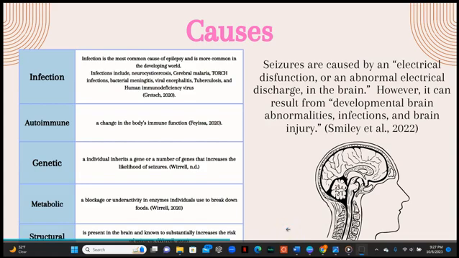Okay, so some causes include infection, autoimmune, genetic, metabolic, and structural. They are caused by an electrical dysfunction or an abnormal electrical discharge in the brain. And as I said before, it can result from a brain abnormality, infection, and a brain injury as well. Infection is the most common cause of epilepsy, and it is more common in the developing world.